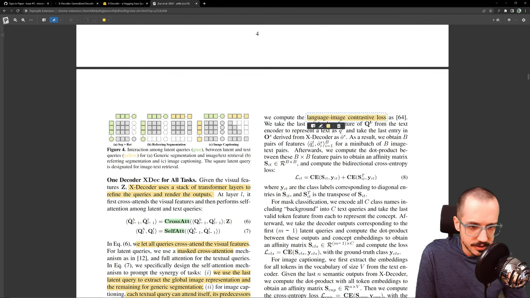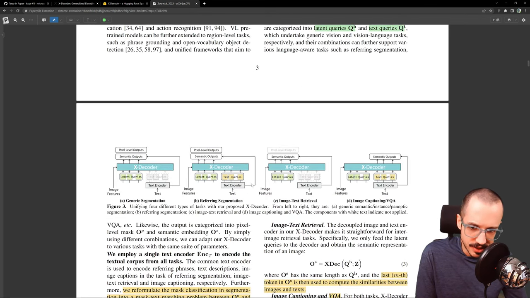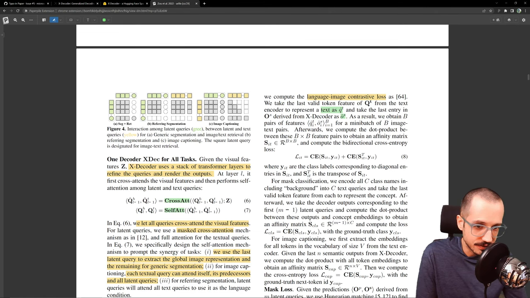Okay, they're using a language image contrastive loss. This is the same loss that CLIP is trained on. We take the last valid token feature of the text query here to represent a text as Q_T and take the last entry in the object to represent the semantic as O_S. So again, they're comparing the output of this text encoder to the semantic output, so these need to be comparable. The individual semantic output vector has to be comparable with the individual encoded text vector.